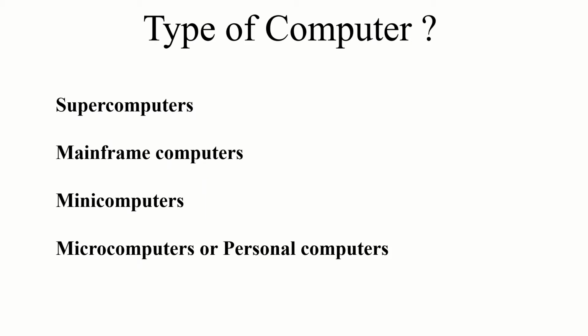Now, what are the types of computers? We can say four types of computers are available: supercomputer, mainframe computer, mini computer, and microcomputer or personal computer. So what is a supercomputer? Supercomputers are very expensive, very fast, and the most powerful computers in the world. Supercomputers are optimized to execute a small number of programs. This makes it possible for them to execute these few programs at a very high speed.